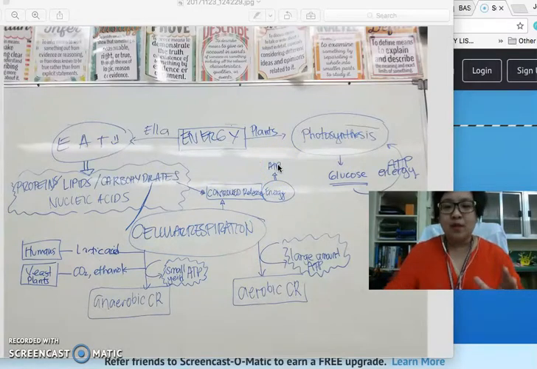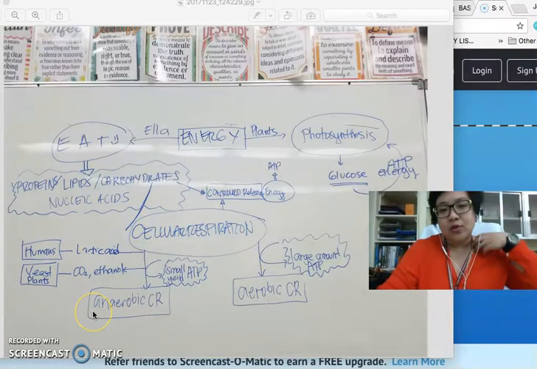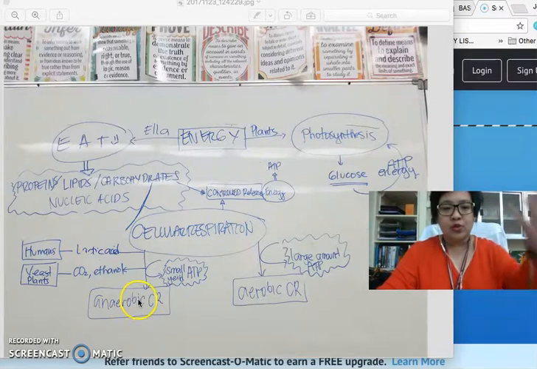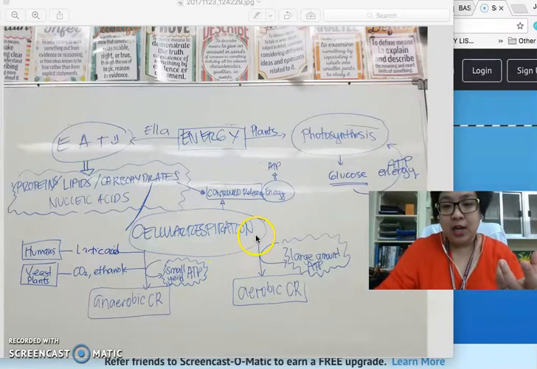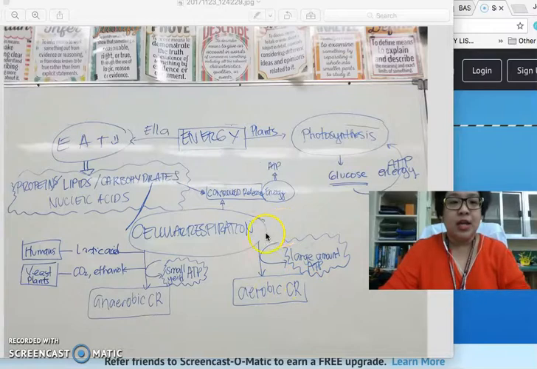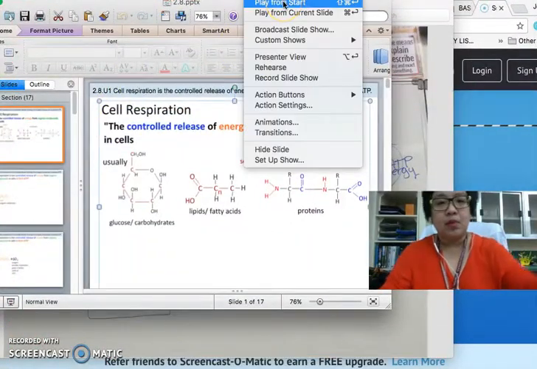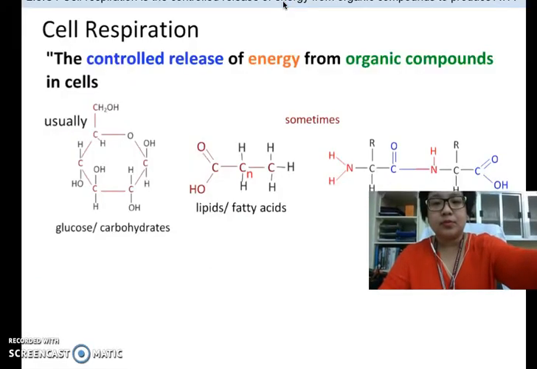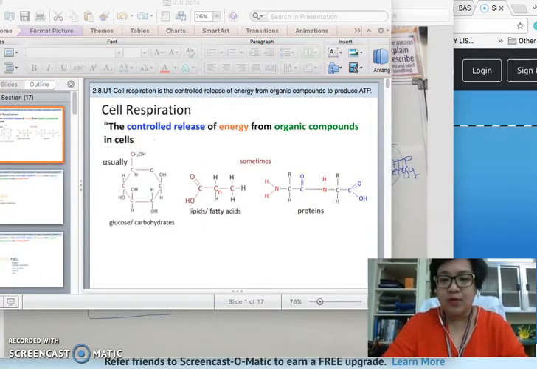So the remaining of the unit is going to focus on anaerobic cell respiration. Just to review, there's two types of cellular respiration. Anaerobic needs to happen first, but in the presence of oxygen, you continue the process of aerobic cellular respiration, wherein you can get large amounts of ATP. So here we go. Let's review our PowerPoint. Let me move my video here.